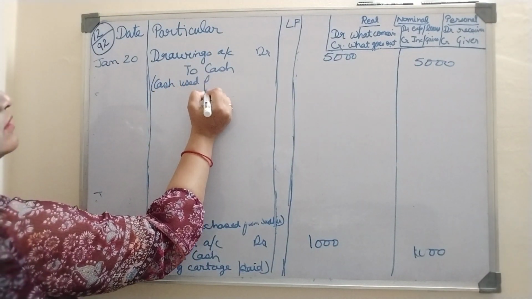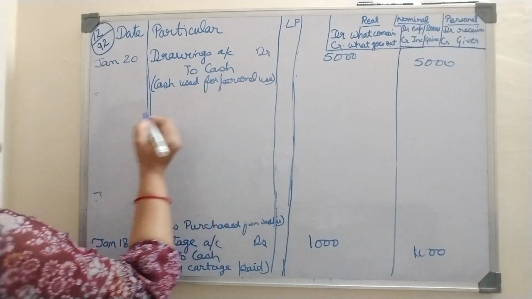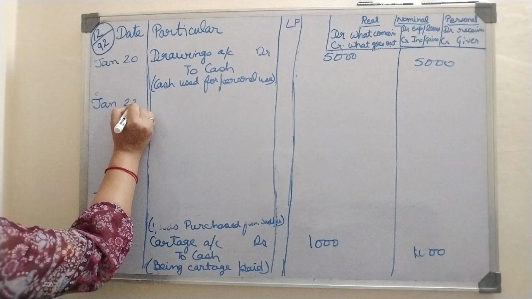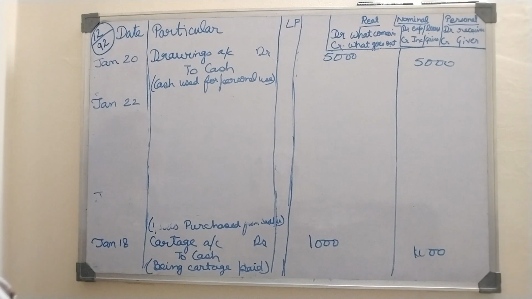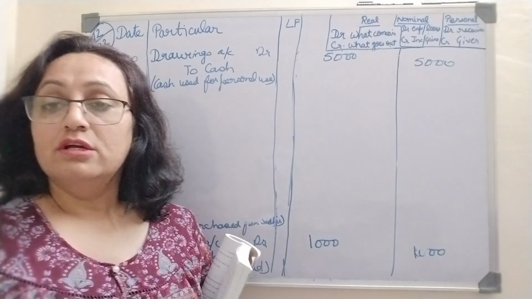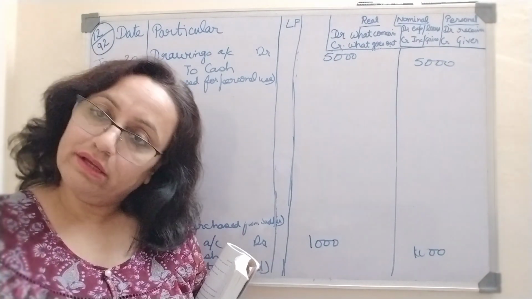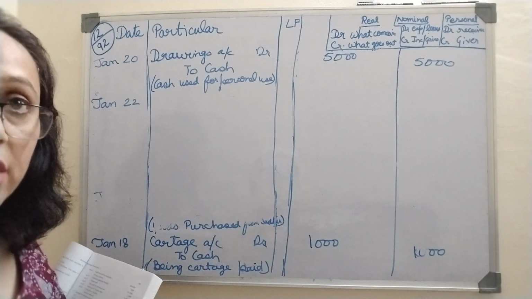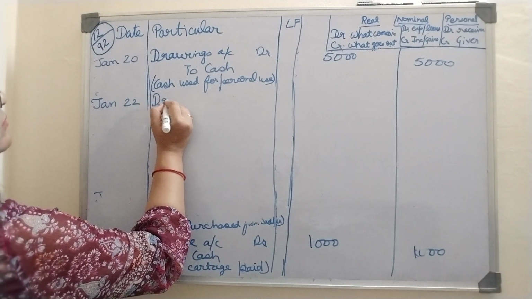Cash used for personal use. Now we have next, January 22. Goods used for household. Whenever goods are affected, it means when we purchase the goods we enter them in the purchase account. We never have a goods account in this. So the purchase account was debited. When we are taking out goods, the purchase account should be credited, to nullify the effect of that much amount. If it was debit, we have to credit it. If it was credit, we have to debit it. So again, it will be drawing.